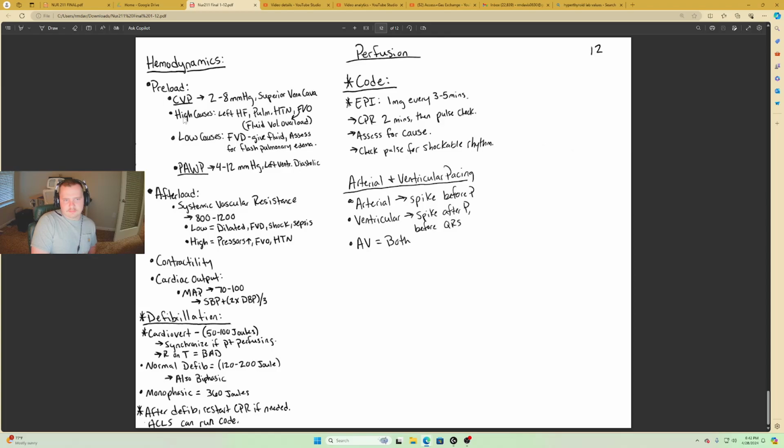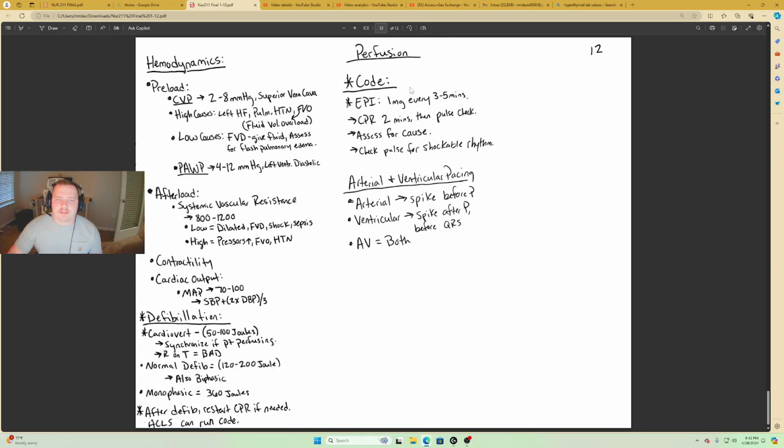Contractility is another aspect of the heart, and then cardiac output. With cardiac output, we'll basically just be measuring it with MAP, the mean arterial pressure. You want that to be between 70 and 100. We can do 65, but if it's less than that, they're probably not getting perfused adequately. So you can calculate MAP by doing systolic blood pressure plus diastolic blood pressure times 2, and then divided by 3.